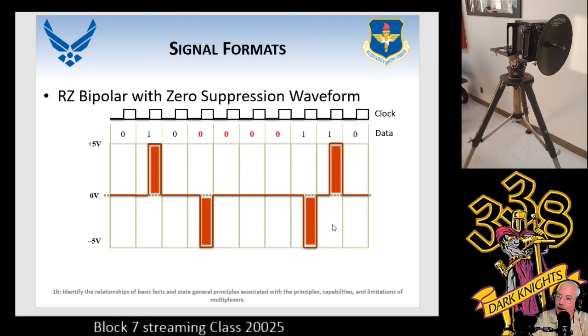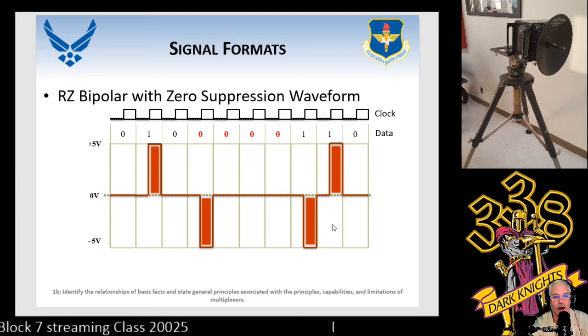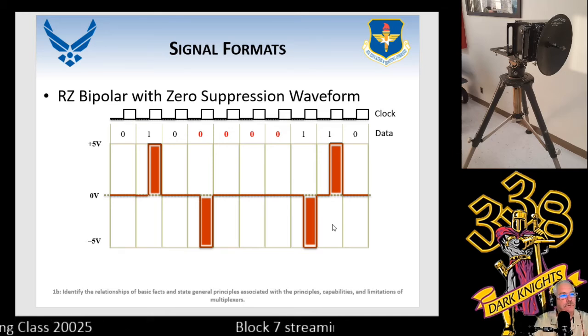We do have bipolar. And by the way, anything that you see that says RZ bipolar, they will also classify as alternate mark inversion, Alpha Mike India. And you'll see that in a tech order or tech manual this afternoon. I'll point that out to you. And when you have the bipolar, you'll never have 2 logic signals going in, quote, the same direction. One will be positive and one will be negative.